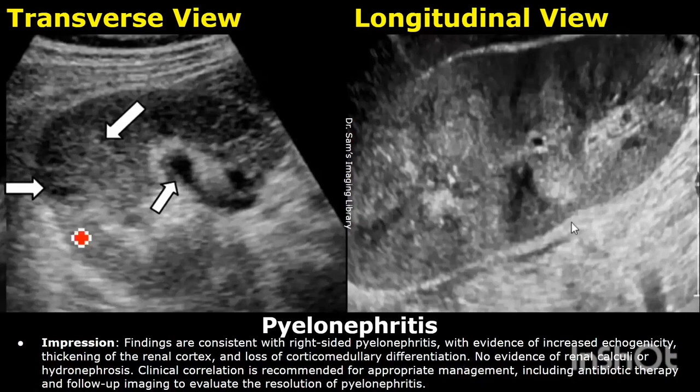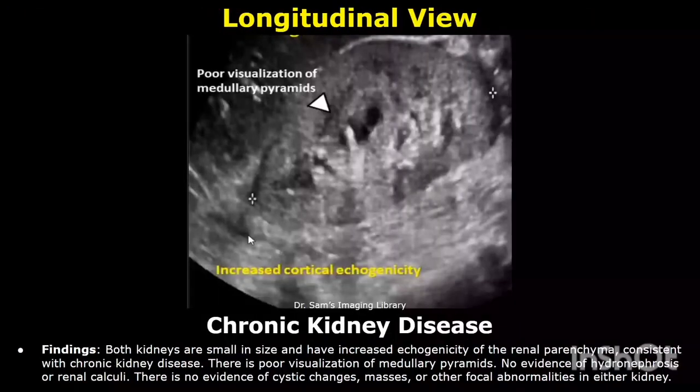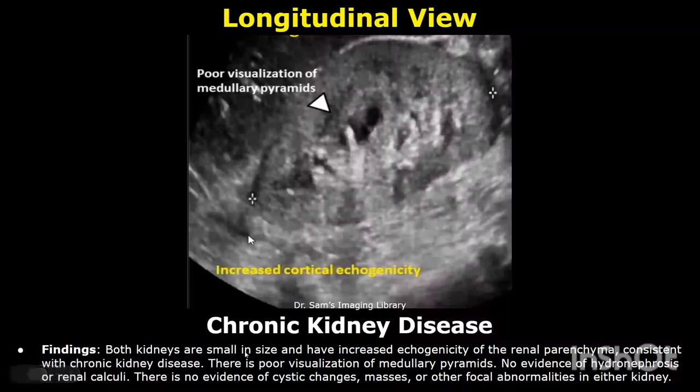This example is of chronic kidney disease. In the findings, both kidneys are small in size and have increased echogenicity of the renal parenchyma. Also, there is poor visualization of medullary pyramids.